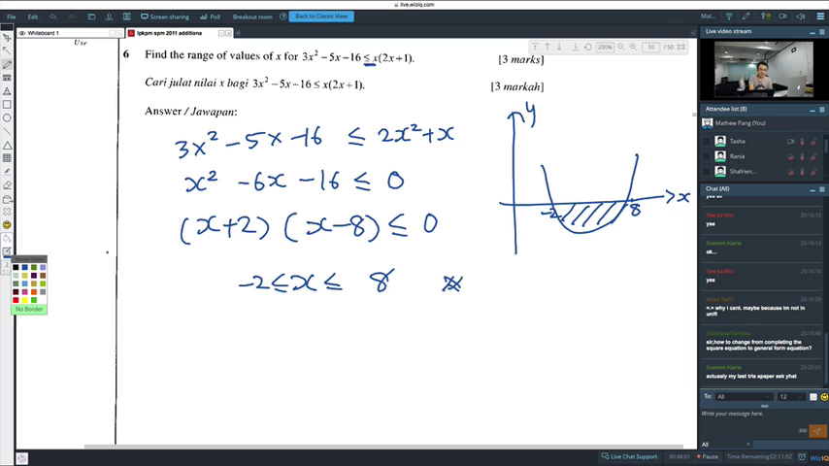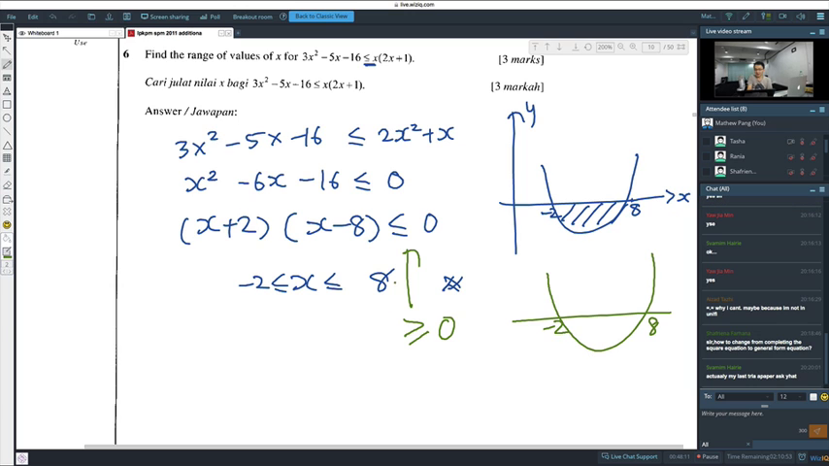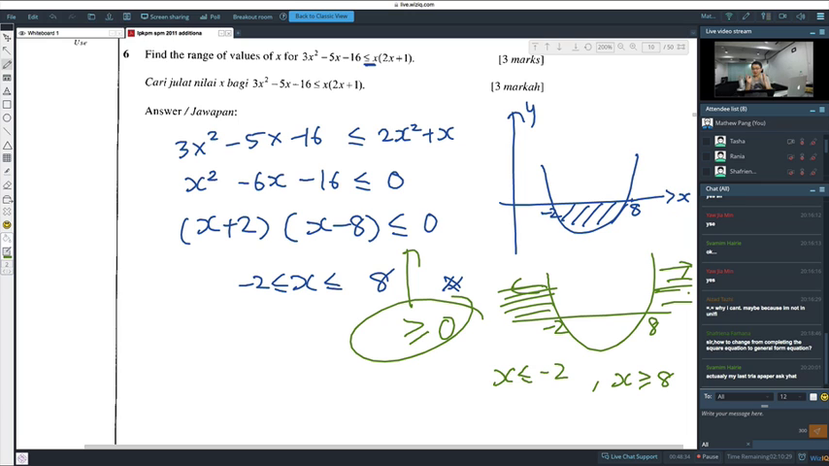Okay, what if this symbol is bigger or equals to 0? Same thing, you sketch out this thing, you write negative 2 and 8. But if bigger or equals to 0, you get the value go this direction and this direction. I mean your arrow will go these two directions. That means x will be bigger or equals to 8, or x will be less or equals to negative 2. It means they won't join together, they will separate if this is bigger than 0. You will get the value go this direction and go this direction, because the curve actually goes this way.